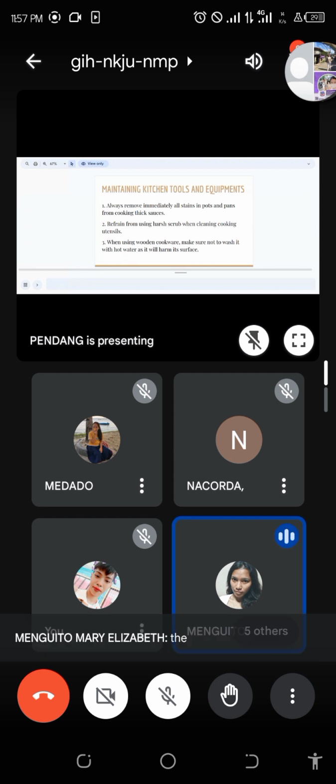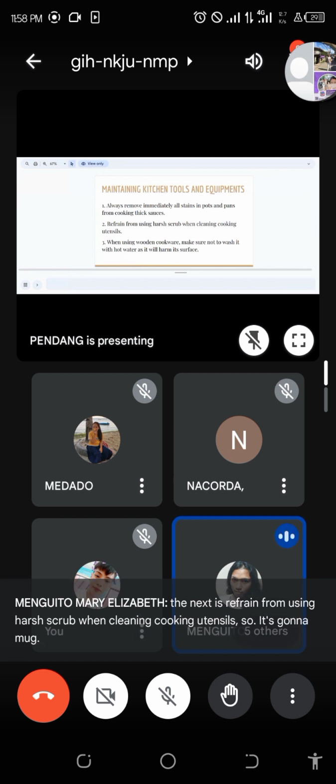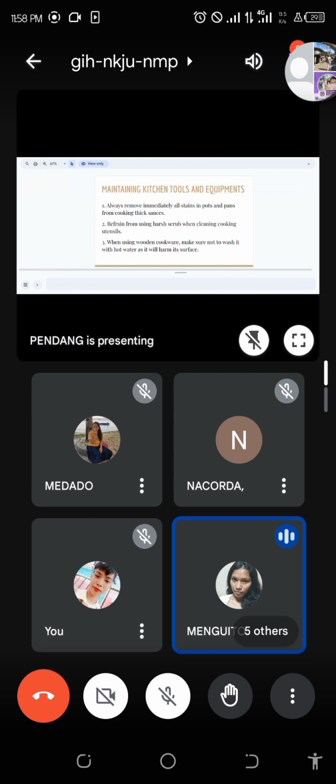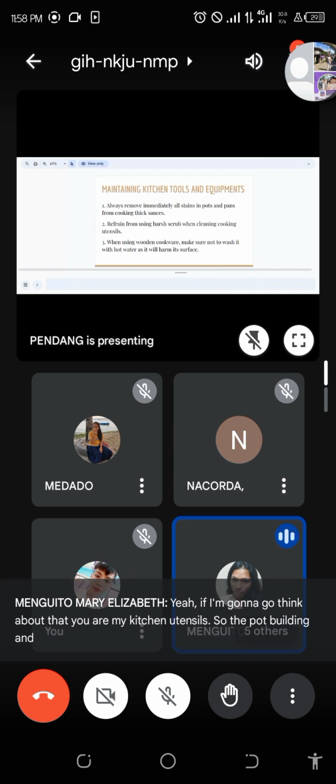So next is refrain from using harsh scrub when cleaning cooking utensils. So if maghugas ka sa inyong mga cooking utensils, especially sa mga stainless, dapat dinhi-dinhi lang ug gamit sa hait nga scrub. Kay ang mga utensils nga stainless naa siyay coating, ug ang coating mahanaw kung hago-on ninyo, mao nang mausab ang inyong mga kitchen utensils. So, dapat dili nato siya gamitan og harsh scrub.